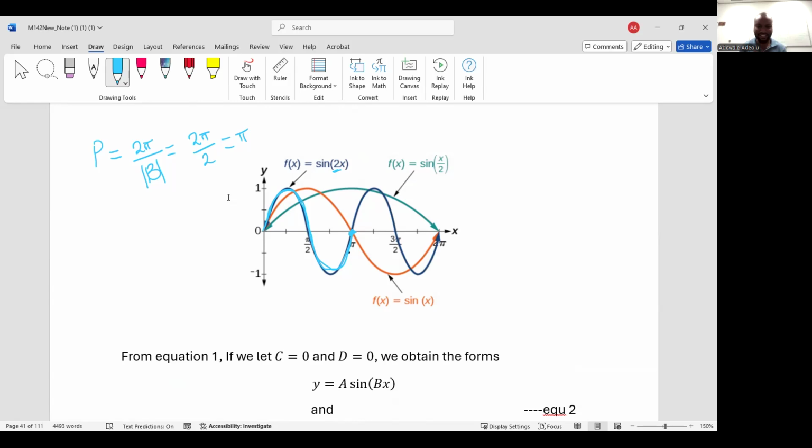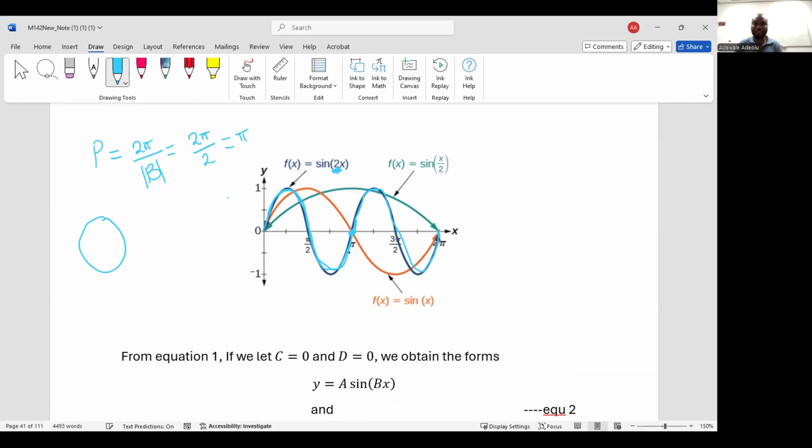I hope that is making sense. So the function will be completing one rotation, the entire rotation, in 1 pi. Now you can see that we have it again. By the time it's getting to 2 pi, it is already completing 2 rotations, because now the period is smaller. So it completes one rotation faster than when B is equal to 1.